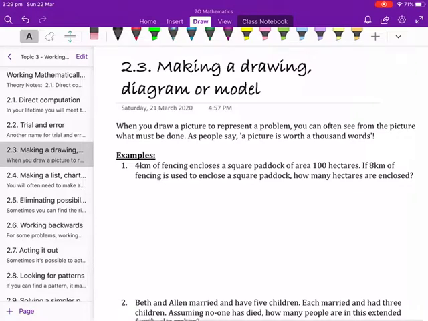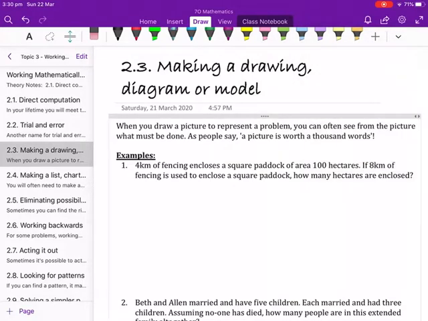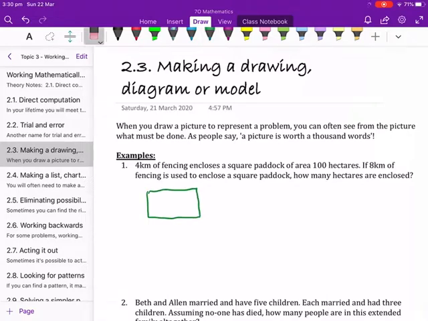So 4 kilometres of fencing encloses a square paddock of area 100 hectares. If 8 kilometres of fencing is used to enclose a square paddock, how many hectares are enclosed? So a diagram or drawing allows us to see the problem more clearly. So what we're going to do is draw firstly a square. So I want to draw a square.